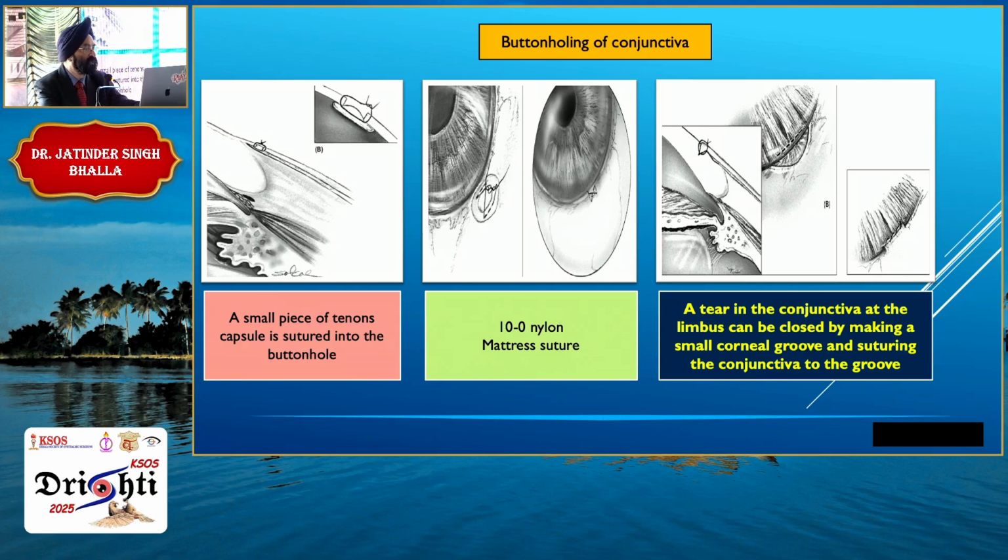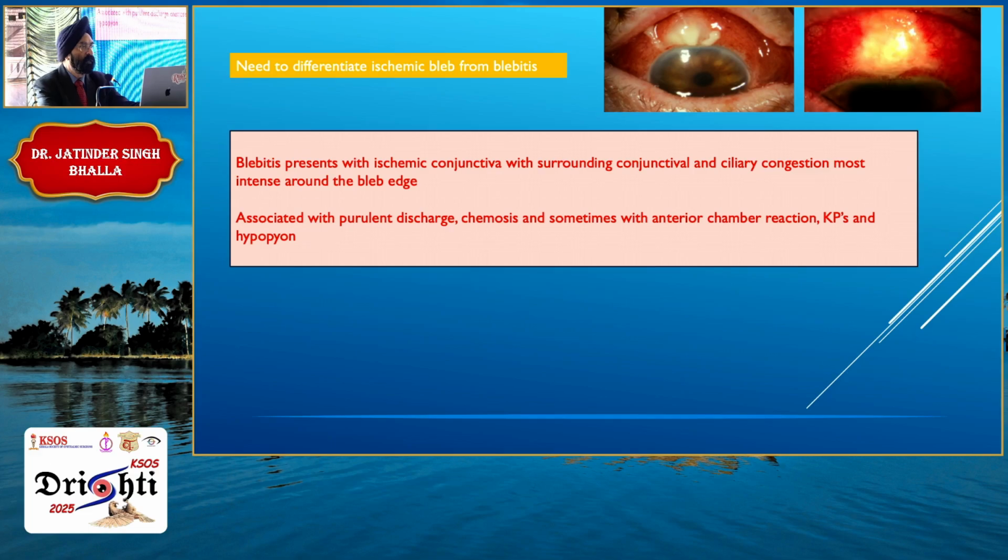We can either use Tenon's capsule sutured into the buttonhole as seen on the left first slide, or we can use the 10-0 nylon mattress suture to close this buttonholing, or tear in the conjunctiva at the limbus can be closed by making a small corneal groove, and then we can suture the conjunctiva to this groove. We need to differentiate ischemic bleb from blebitis. See, blebitis presents with ischemic conjunctiva and surrounding conjunctival and ciliary congestion, most intense around the bleb edge, whereas when it is associated with purulent discharge, chemosis, and anterior chamber reaction like KPs and hypopyon, then it becomes blebitis.